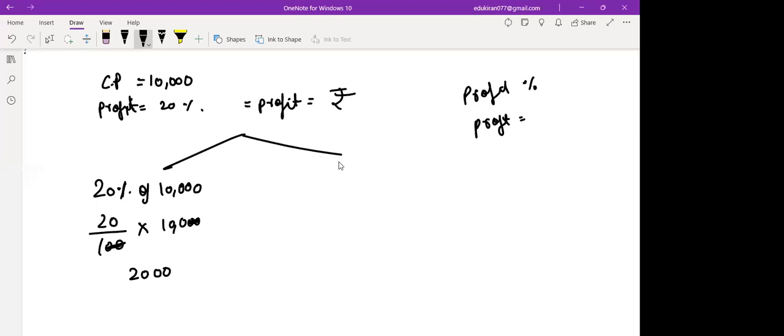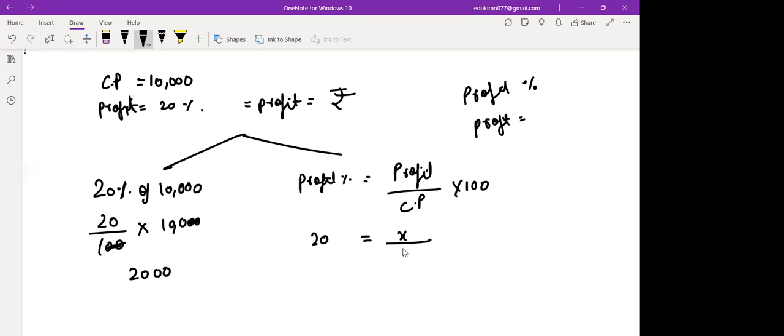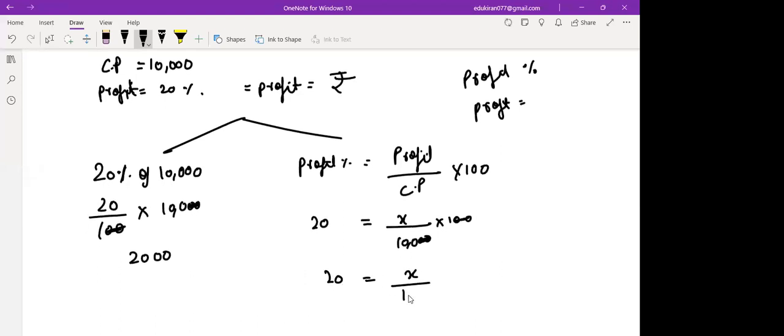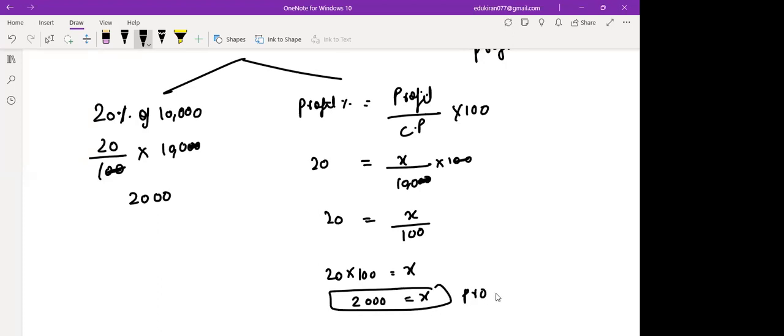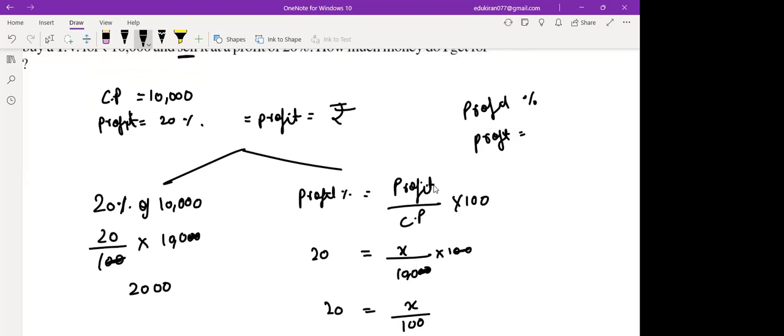And the other way to find profit is, you know the formula for profit percentage equals profit divided by CP multiplied by 100, right? So what is your profit? You don't know, right? But profit percentage is 20. So you will take X, right? And CP was 10,000, and 100. So 20 equals X divided by 100 times 10,000... so 20 and 20 get cancelled. So when this is in division and it goes to the other side, it will be in multiplication. So it will be 2000 equals X. What was X? This is your profit. So you have two methods to find it. Either you can find the profit through this method or through this method. Okay? Done? So you got this.